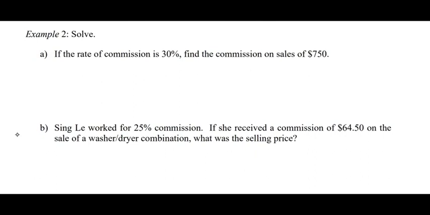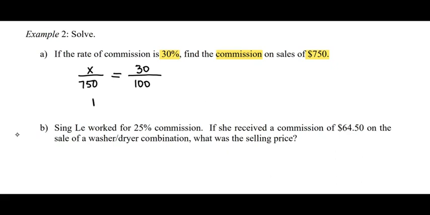If the rate of commission is 30%, find the commission on sales of $750. All right. Again, let's go ahead and highlight what we have. We have 30%. We have sales. We need to find the commission. All right. Set it up. So we have 100. That's a default. Goes there. So we have 30. We have of 750. And we do not know the commission.